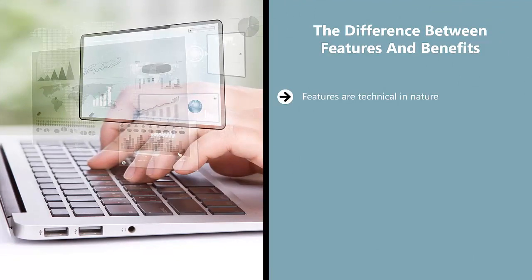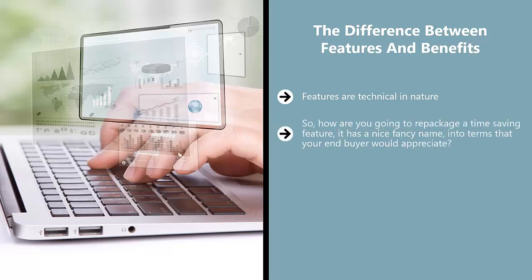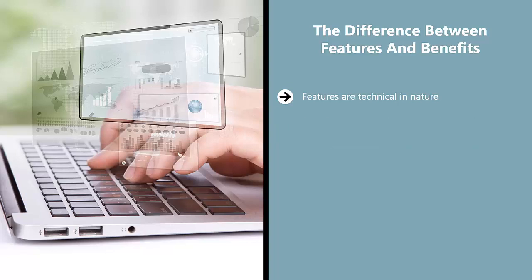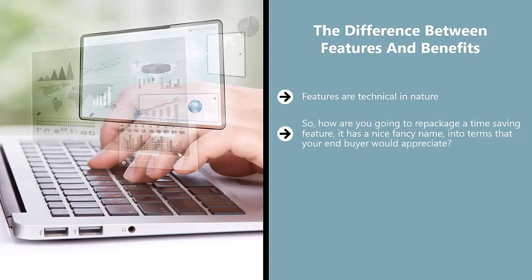Features are technical in nature. They're about screen size, screen brightness, certain new technology. Benefits, on the other hand, are psychological in nature. If somebody's buying a washing machine, they're looking to save time. They're looking for more control over their life. They're looking for more time with their loved ones. So, how are you going to repackage a time-saving feature? It has a nice fancy name into terms that your end buyer would appreciate.